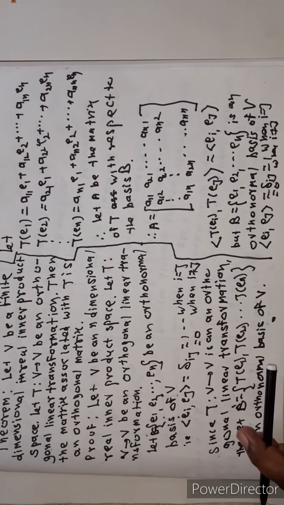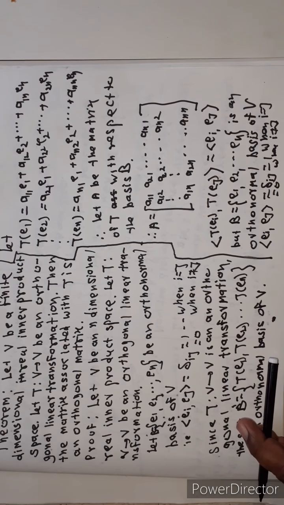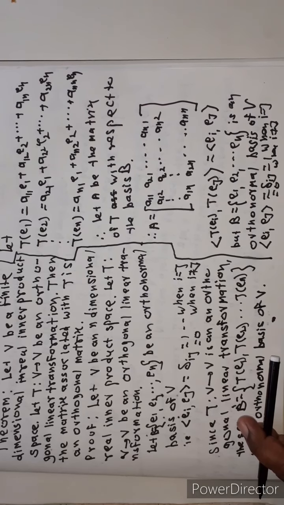And therefore, if A is the matrix of T with respect to basis B, then A is equal to this matrix. In the first column we write the components of T of E1, that is A11, A12, A1n. In the second column we write the components of T of E2. In the third column we write the components of T of En.